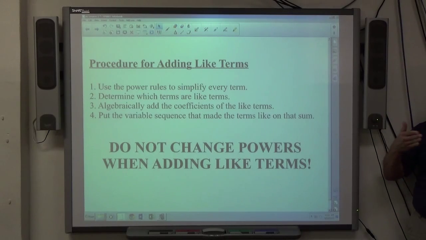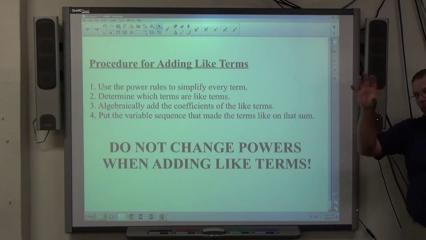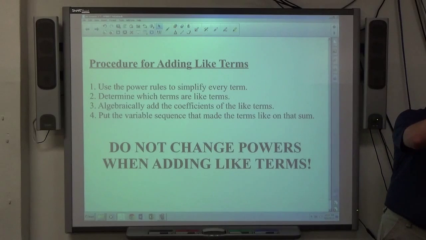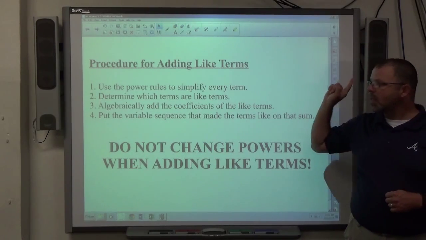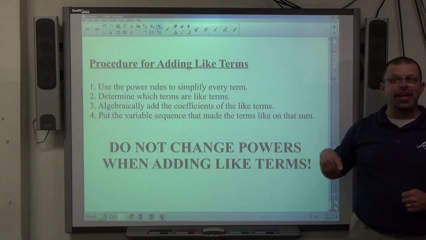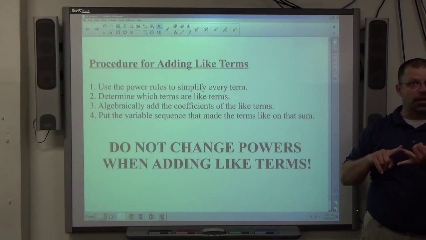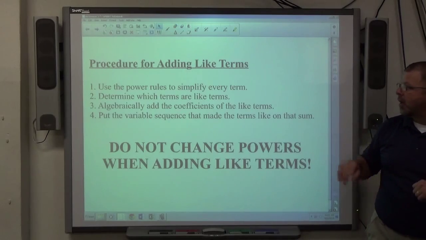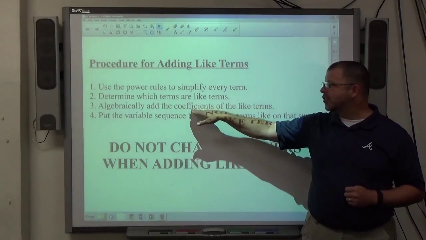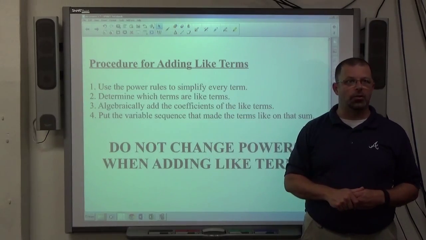Terms being separated by pluses and minuses. So all this stuff plus all this stuff plus all this stuff. Simplify this, simplify this, simplify this. After you simplify every term, then you see if they're like terms. Do they have the same letters, same powers, same locations? If they do have like terms, algebraically add the coefficients of the like terms.